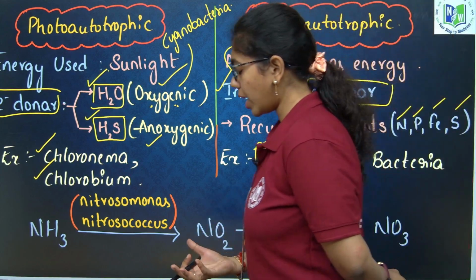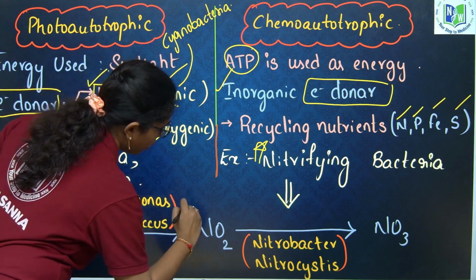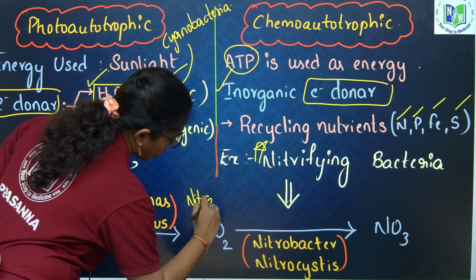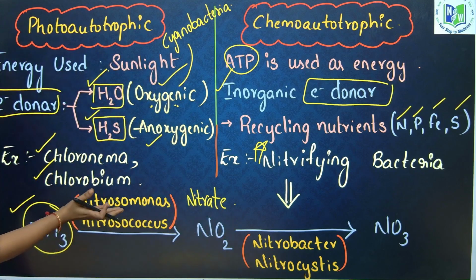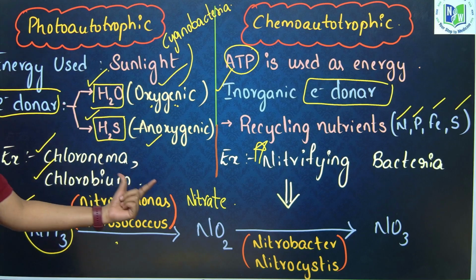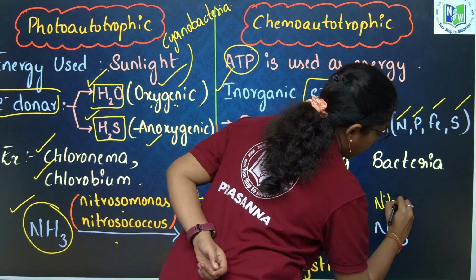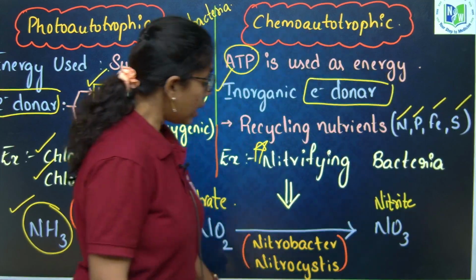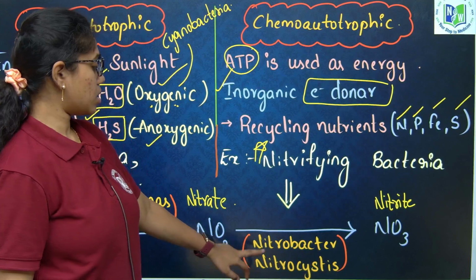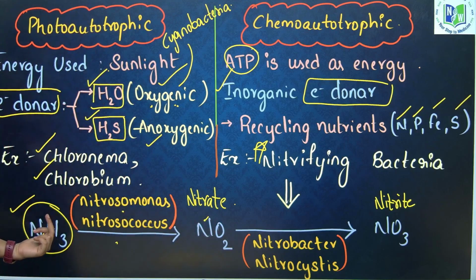What are the types of nitrifying bacteria which are there? Ammonia, whichever is present in the soil, is firstly converted to nitrate. Ammonia is converted to nitrate by the bacteria Nitrosomonas and Nitrosococcus. Here the energy is taken from nitrates, nitrogen. Then this nitrate is converted to nitrite by Nitrobacter and Nitrocystis. This is also taking the inorganic molecules, that is nitrate. Here the energy is being taken from ammonia.